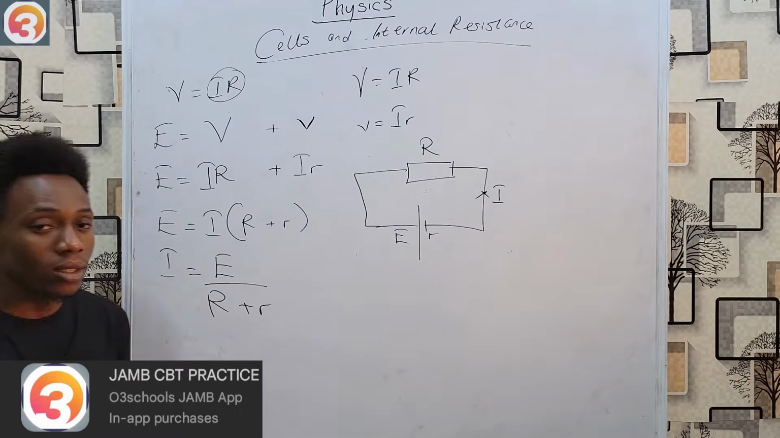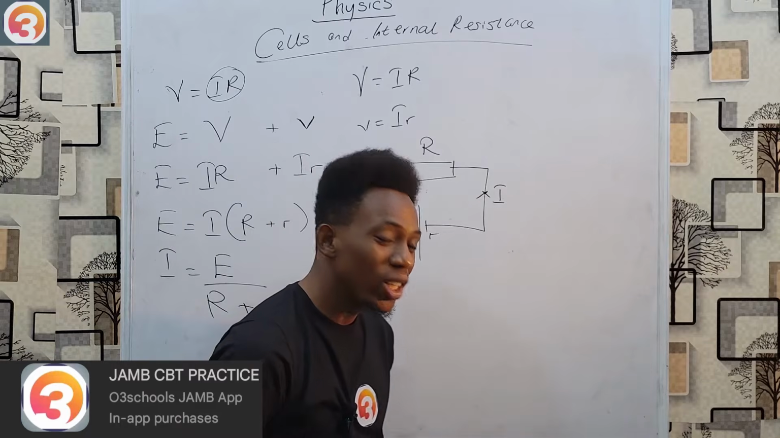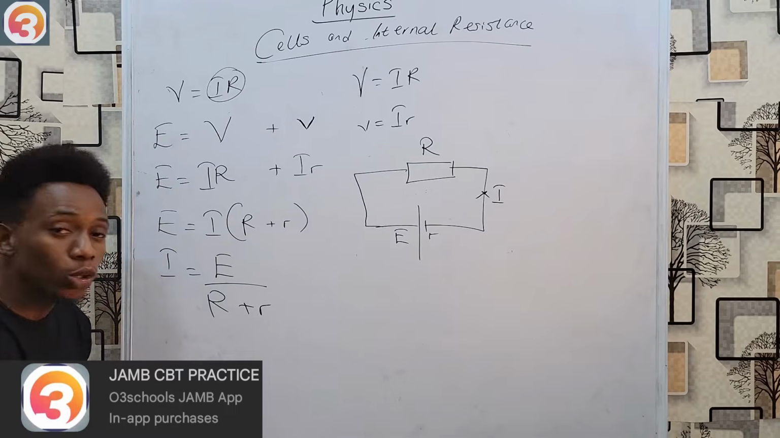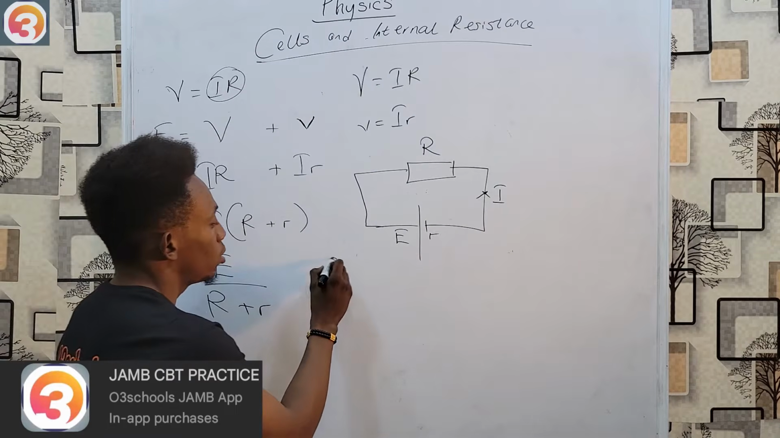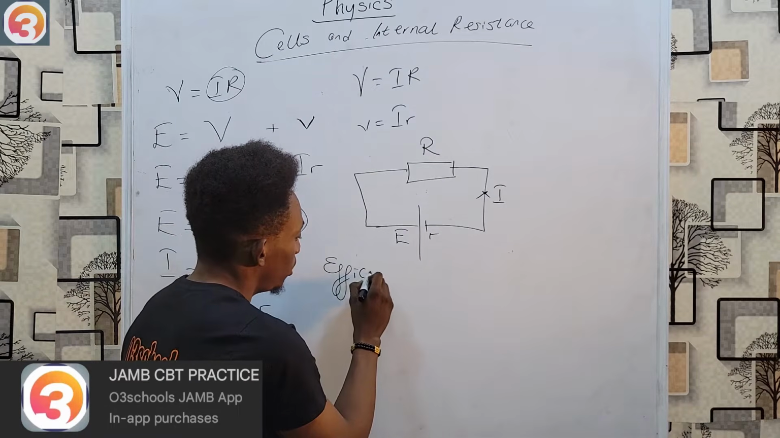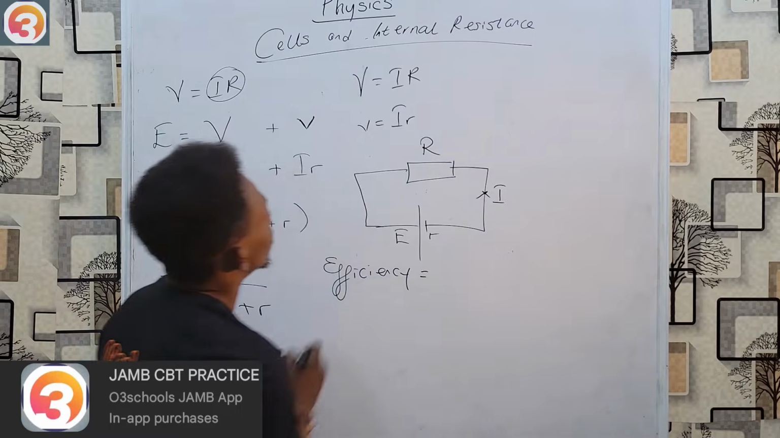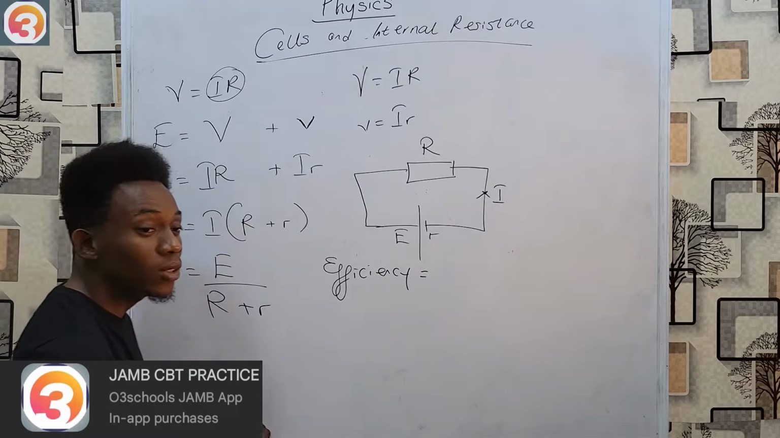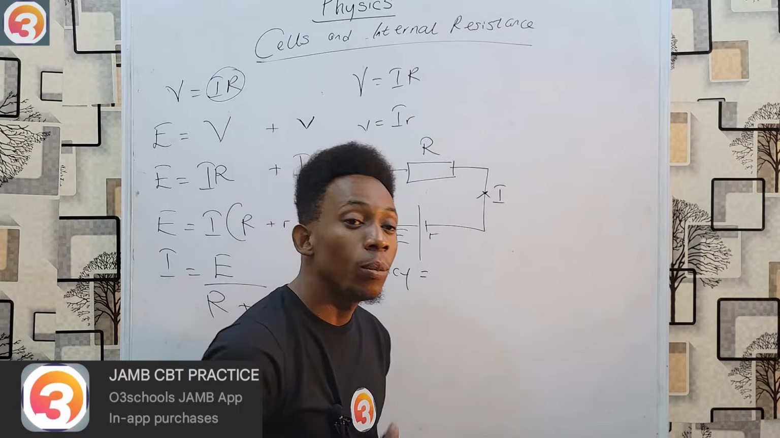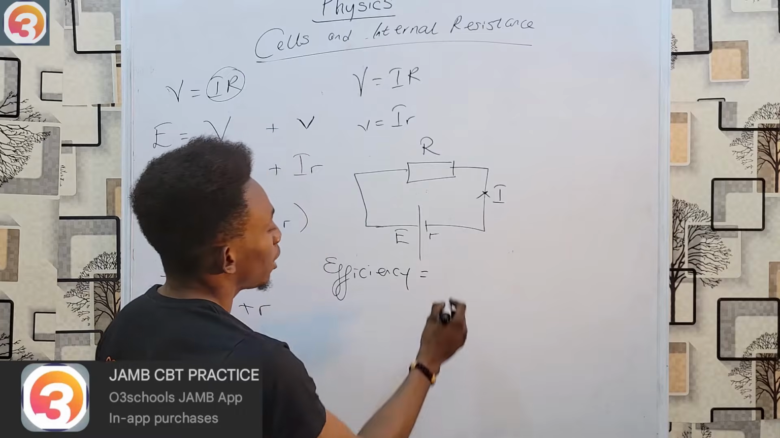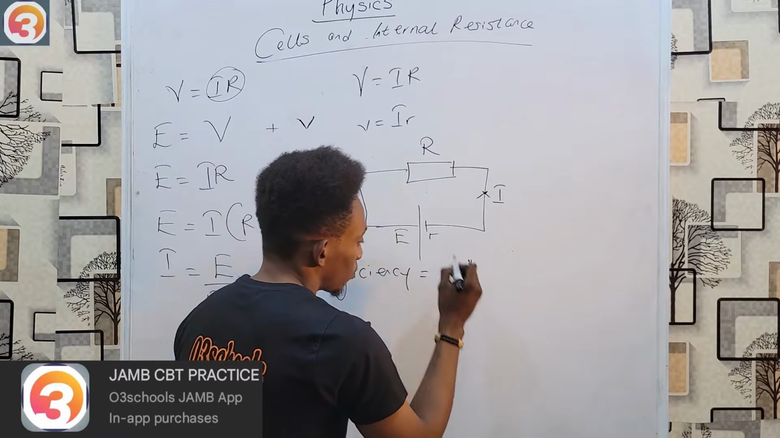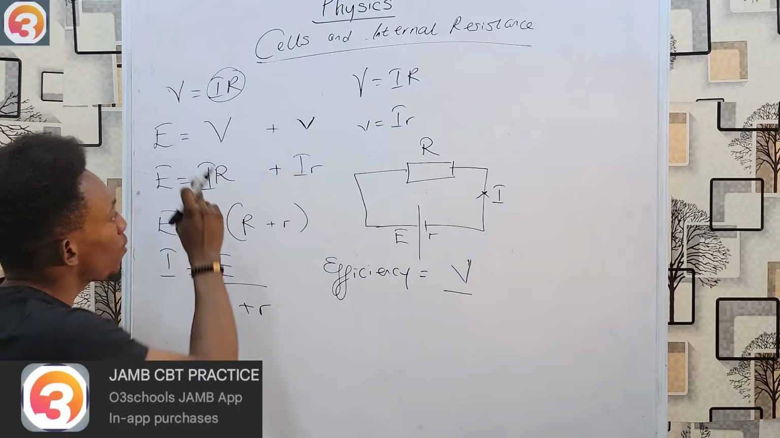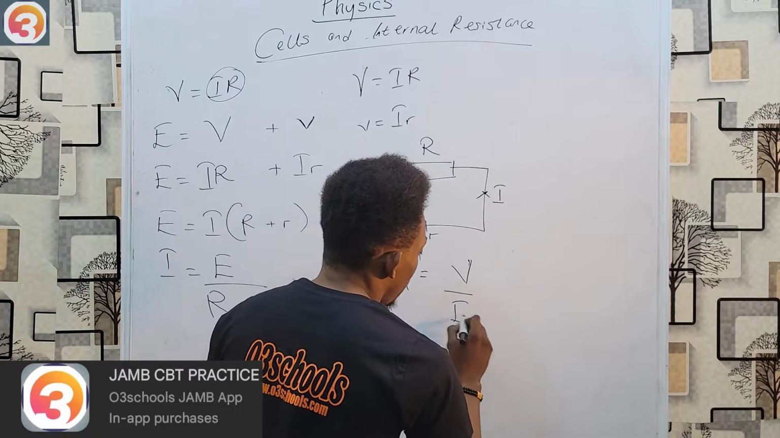And with that in mind, there's something else we may now look at, which is the efficiency of the cell. As we are aware, efficiency is always output over input. So the efficiency of this cell can be gotten based on what is the output of this cell. The output of this cell is terminal voltage, the potential difference that goes out. That's big V, while the input of the cell is everything it had to offer, which was the e.m.f.